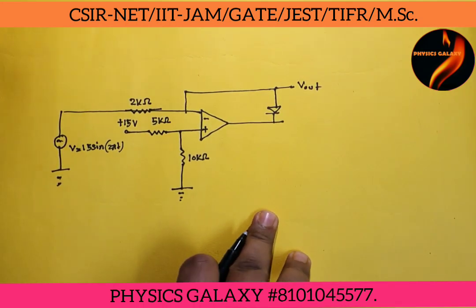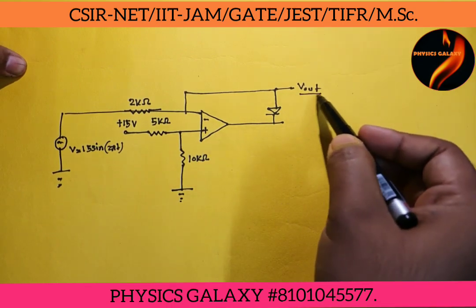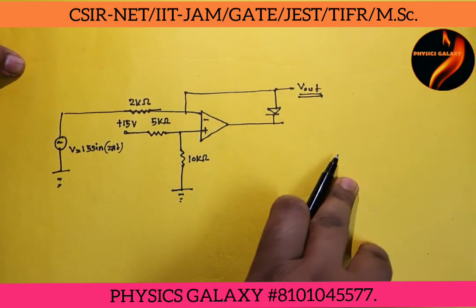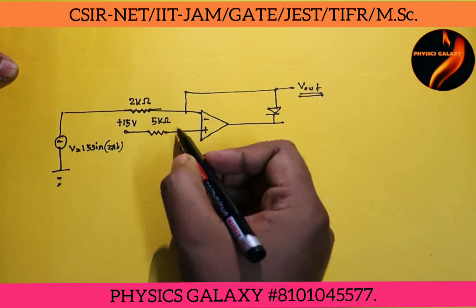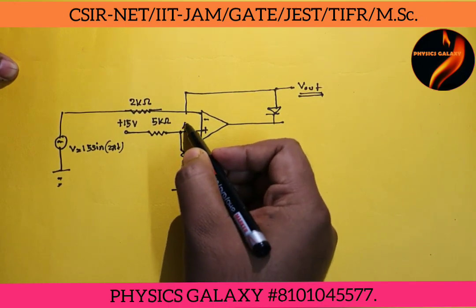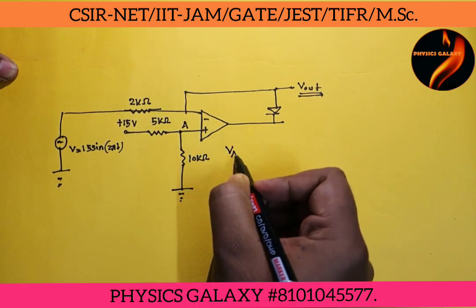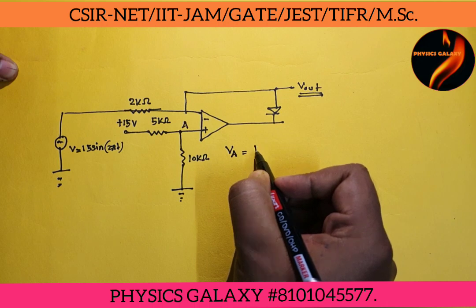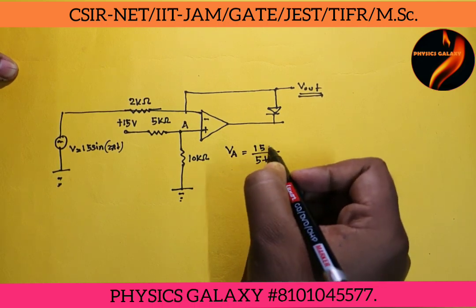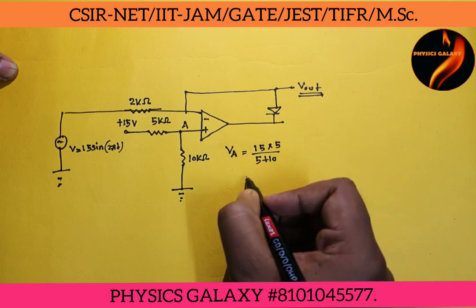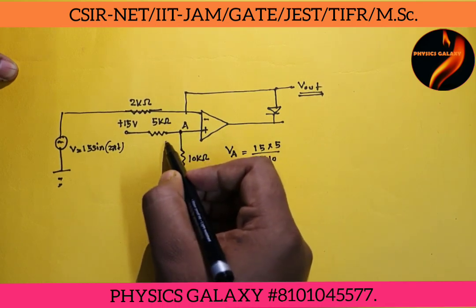So this is the circuit diagram given in this problem. So you have to find out the maximum value of this voltage Vout. So let us find out the potential at this point. So the potential at this point, let us denote it by VA, will be equal to 15 divided by 5 plus 10 multiplied by 5. So this will be 10 volt. So the potential here is 10 volt.